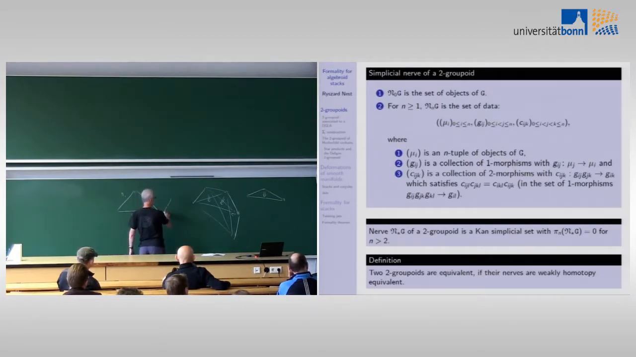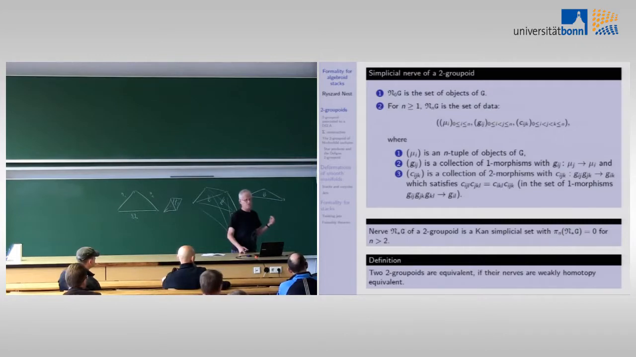So filling up horns is you start with a horn like this, and then given the three faces, you can always fill up the fourth face. Just like here, given two faces, you can fill up the third face. And it holds in every dimension. So the nerve is a Kan simplicial set, and the homotopy groups for n larger than 2 equal 0. In the case of a group, it's still a Kan simplicial set, but the homotopy groups are 0 for n larger than or equal to 2. And pi 1 will be your group.